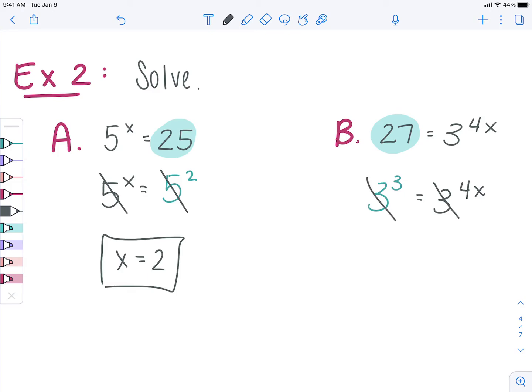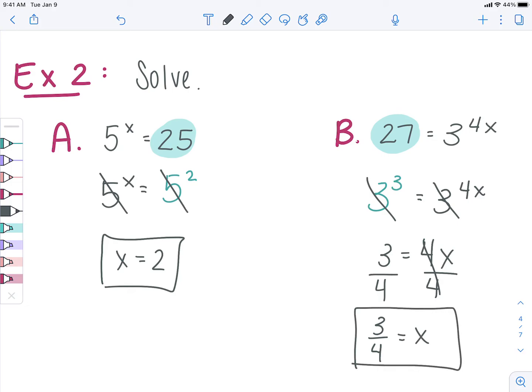I can cancel out my bases. I'm left with 3 equals 4x. So I divide both sides by 4. And I get 3/4 equals x.